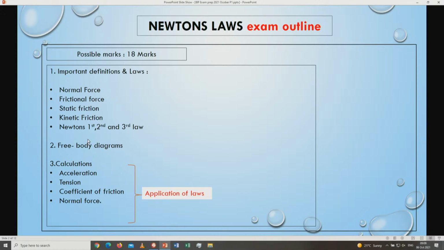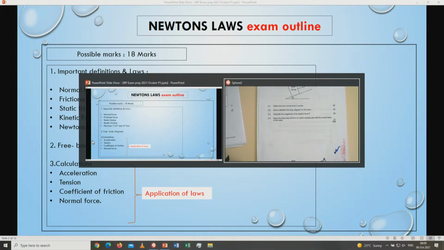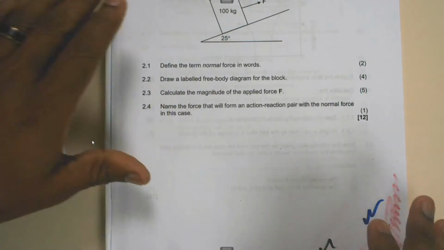diagram. Then from the free body diagram, it will be the application of Newton's laws, mostly Newton's second law. The reason for this is that our free body diagram should be correct because it is the one that informs the calculations that we are going to work on. So I brought an example here of what was written in September 2021.